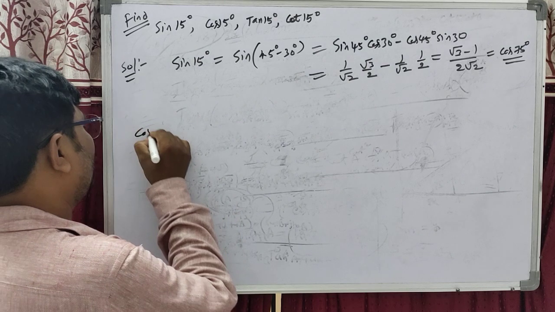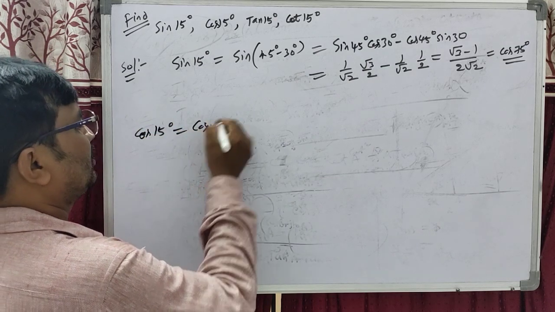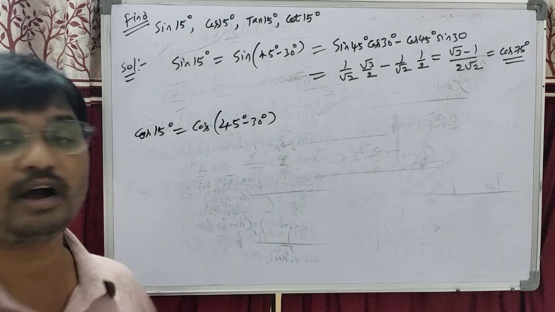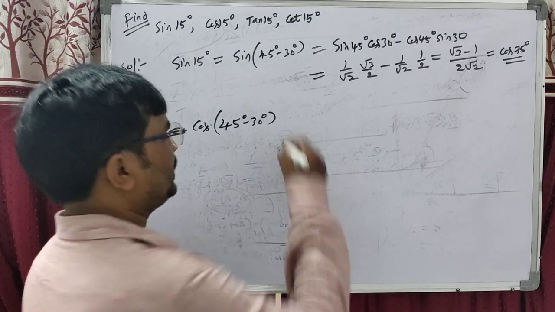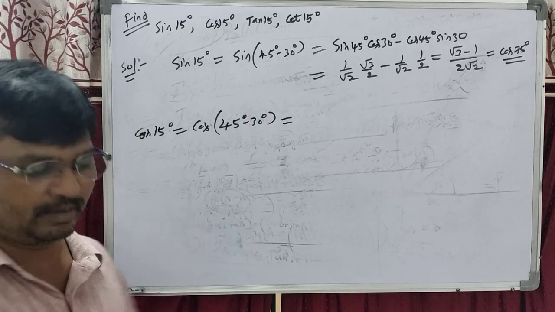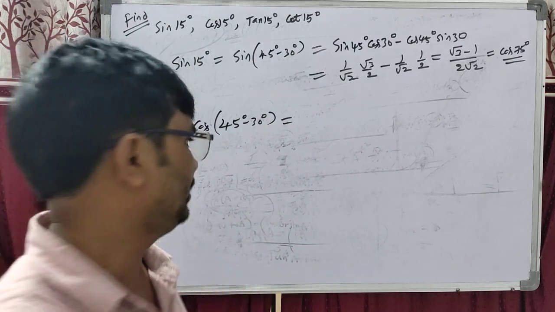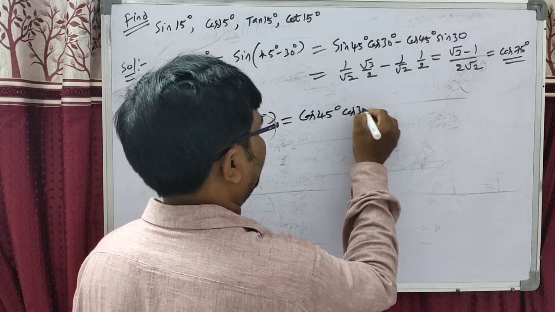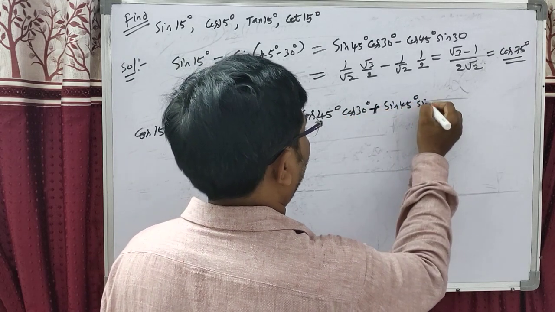Now, students, we find cos 15 degrees. How can you write this, students? The cos of 45 minus 30. We have to know that cos of A minus B is cos A cos B plus sin A sin B. Dear students, where the minus sign is between A and B, you apply cos A cos B plus sin A sin B. You can write cos 45 cos 30 plus sin 45 sin 30.